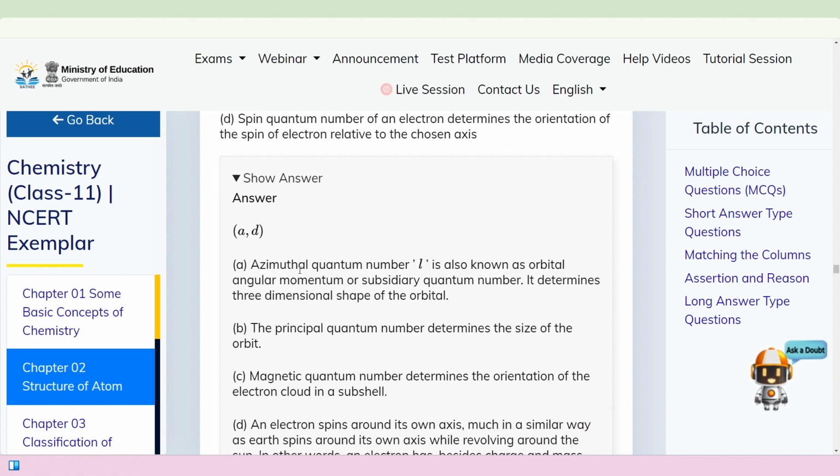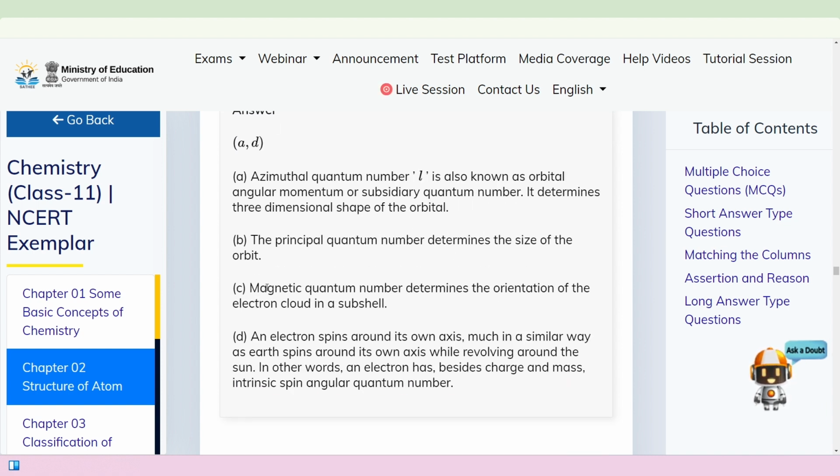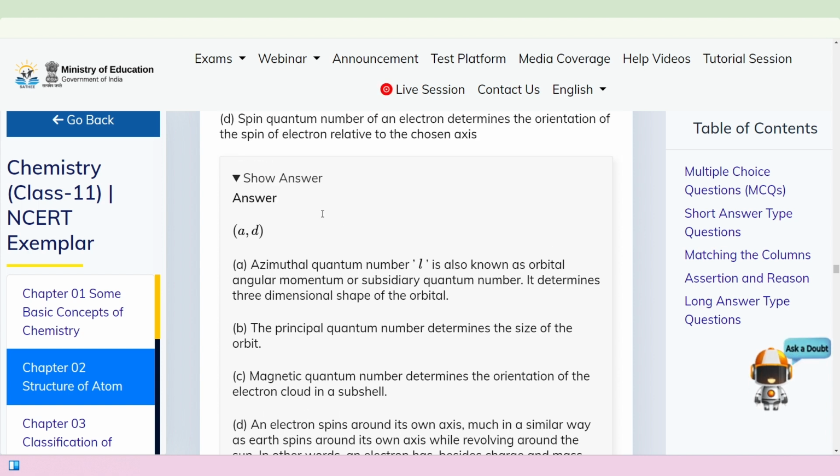The same thing is mentioned here, that L is responsible for the shape. Principal quantum number determines the size only. Magnetic quantum number determines the orientation of the electron cloud in a subshell, or the orientation of the orbital, I would say. And the D option says that it determines in which axis the electron will rotate, what will be its orientation. Clear? Okay. So this is a very good question to summarize all of the concepts that lie behind the quantum numbers. Clear? Okay. Moving on to the next question.